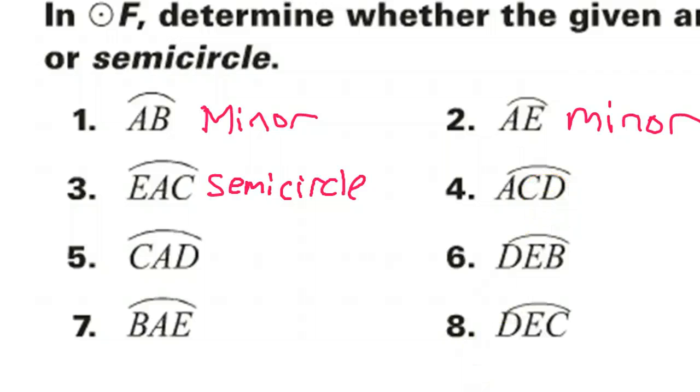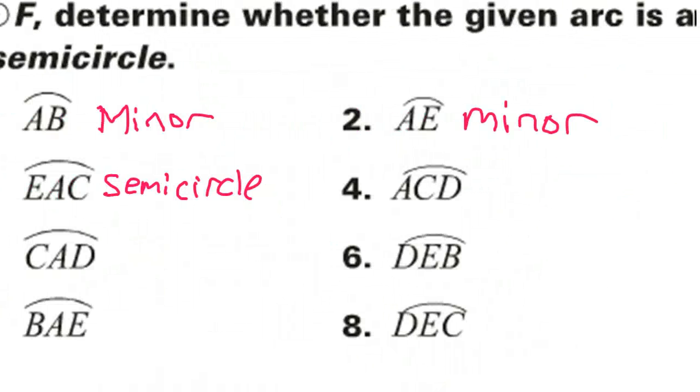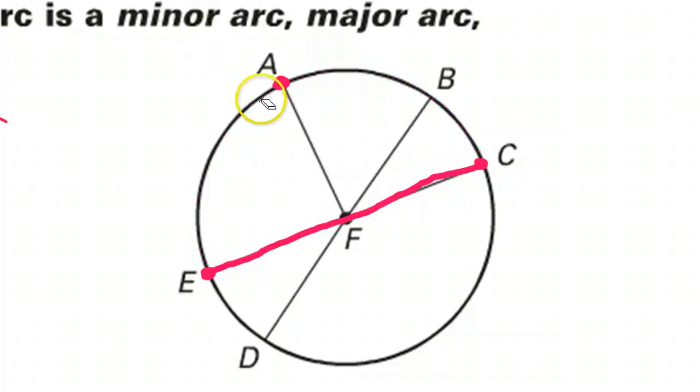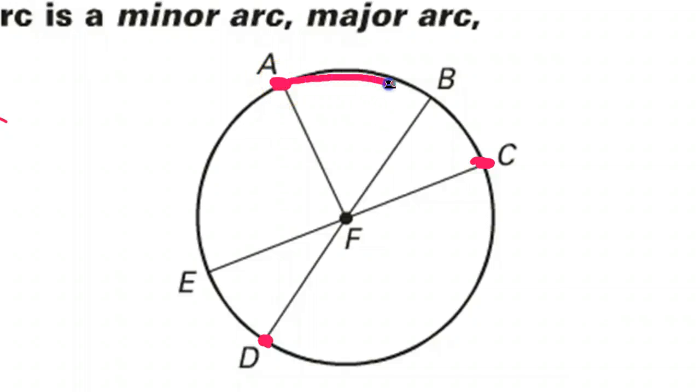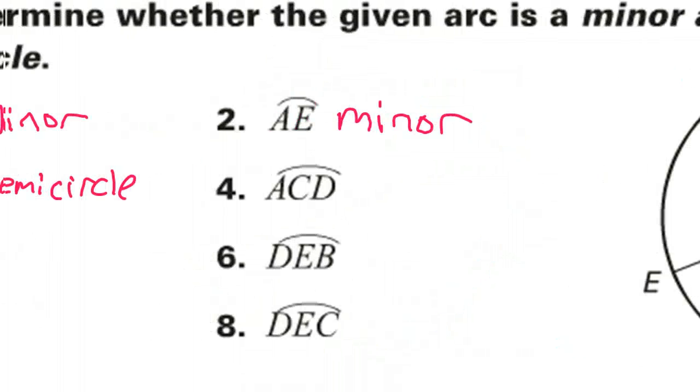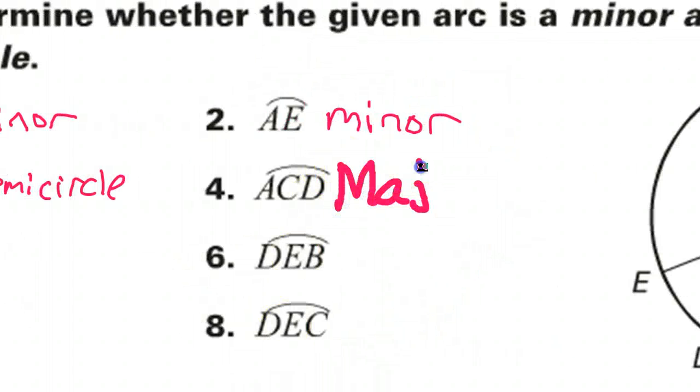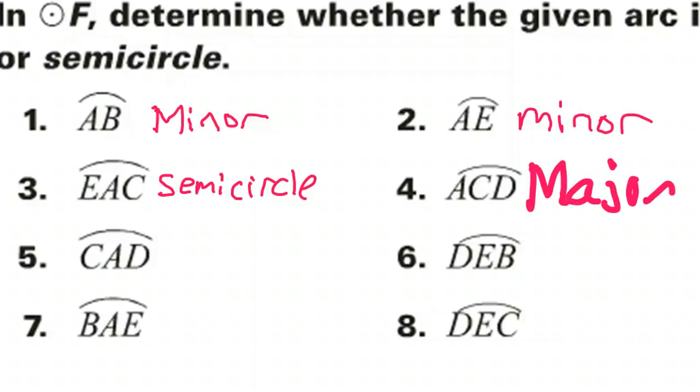Alright, what about ACD? ACD means from A through C and around to D. That is clearly a major arc. I'm just going to let it be big. I started to make the ink small so I could write more easily, but I'm tired of switching back and forth. Alright, what about CAD?